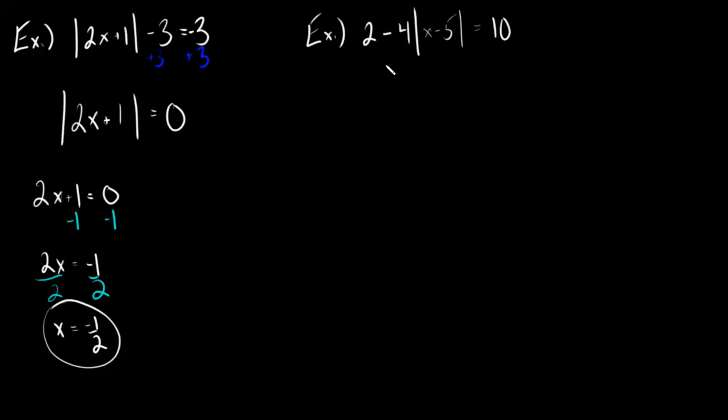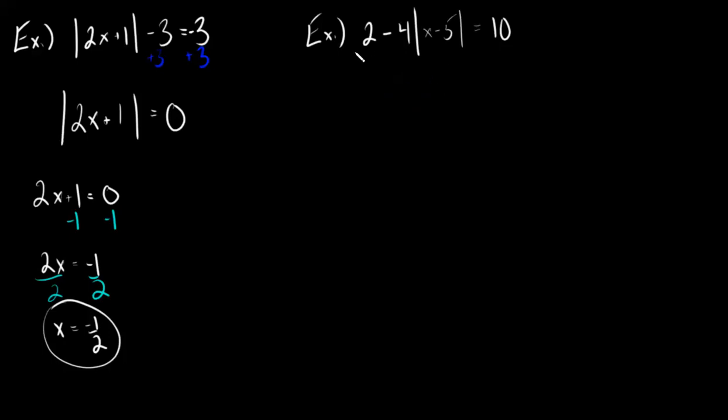Now, quick note, some people are going to try to combine this to a negative 4, and they're going to somehow make this negative 2 times the absolute value of x minus 5. Okay, we cannot do that. This negative 4 is multiplying the absolute value. This 2 is just adding it. Think of order of operations. Multiplication comes first. That's why we cannot combine those two, okay?